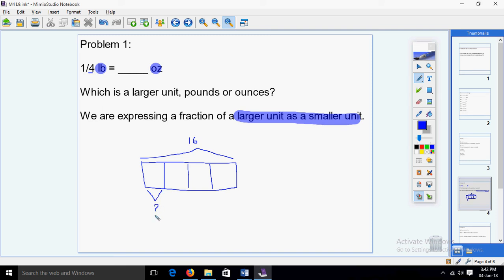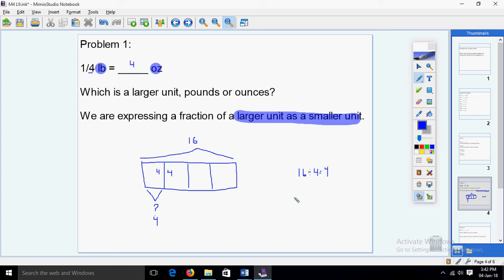All right, so now, can I figure out what each one of these is? So you're going to think 16 divided by 4 is, and hopefully you said 4, okay? So each one is 4. And I'm not going to fill it in because this is really hard to write in. Okay? But we're only talking about one of those. So I know my answer right now is 4 ounces. Okay? Now that's the tape diagram.